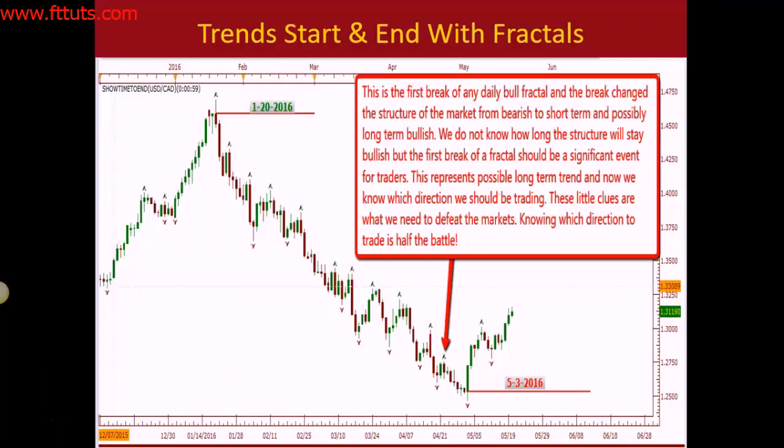All right, we do not know how long the structure will stay bullish, but the first break of the fractal should be a significant event for traders. This represents a possible long-term trend, and now we know which direction we should be trading. These little clues are what we need to defeat the markets. Knowing which direction to trade is half the battle. So these fractals will give you a big jump on understanding and beating the market.